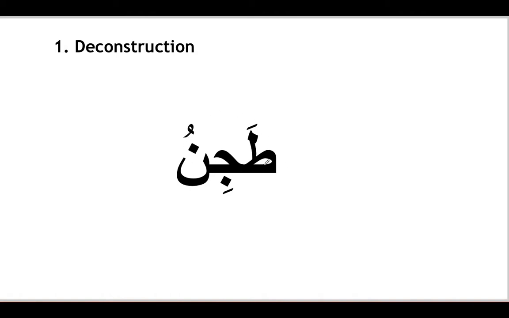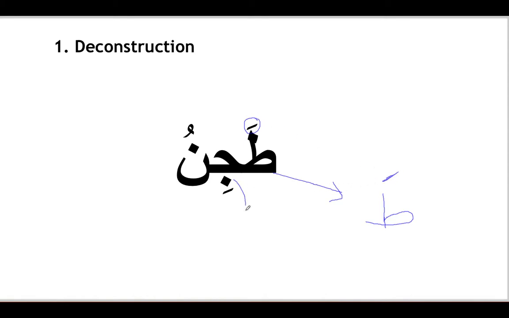So I see this word here, and I'm going to start by breaking it up into letters. What letters do I see? That's the first question you need to ask yourself. What letters do I see, and what vowel symbols do I see? First of all, we read from right to left, so I see a letter taa. It looks something like this. And I see a fatha on top of that, I'm circling that, so I see a fatha.